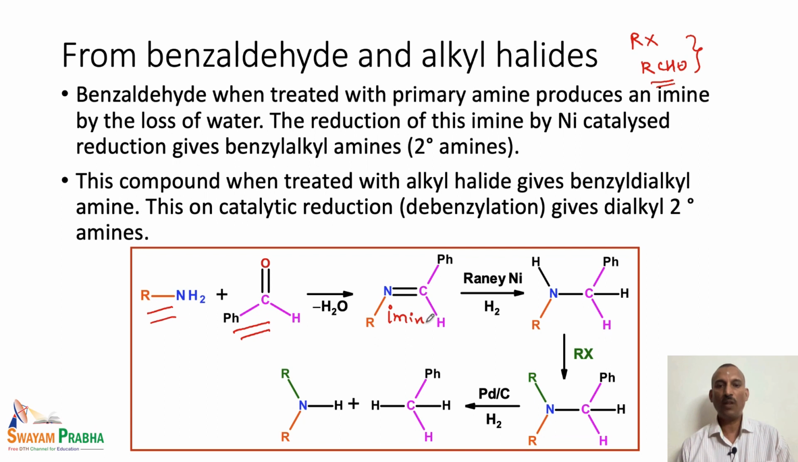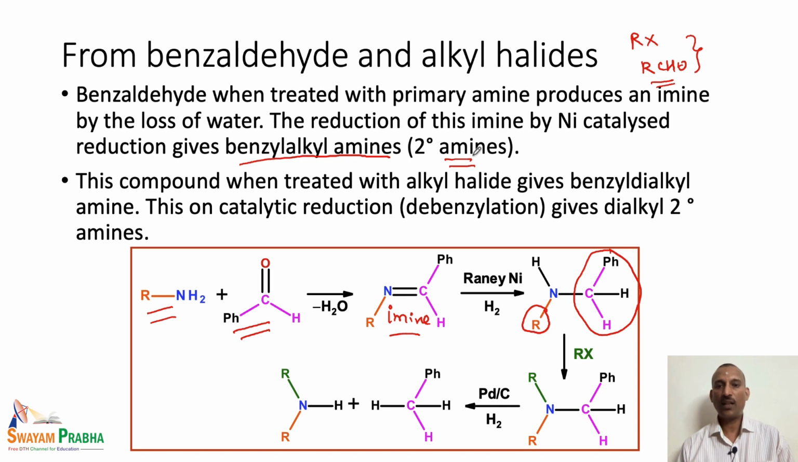So, this imine can be reduced to the corresponding secondary alkyl derivative. So, this is the secondary alkyl amine which is formed, and here we have the benzyl unit and we have the alkyl unit. So, this compound is called benzyl alkyl amine. So, this is the secondary amine.